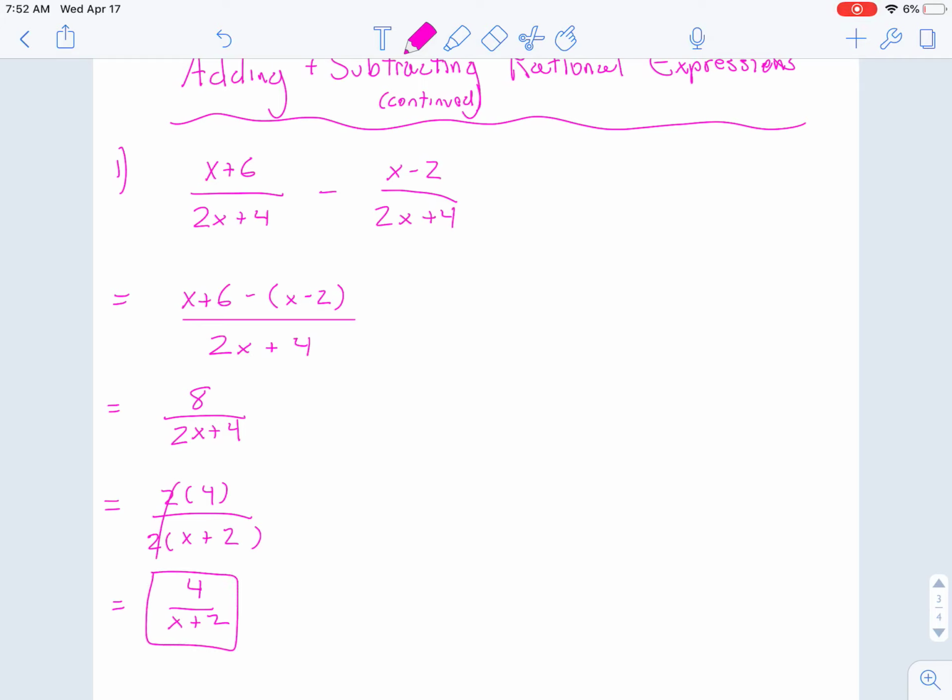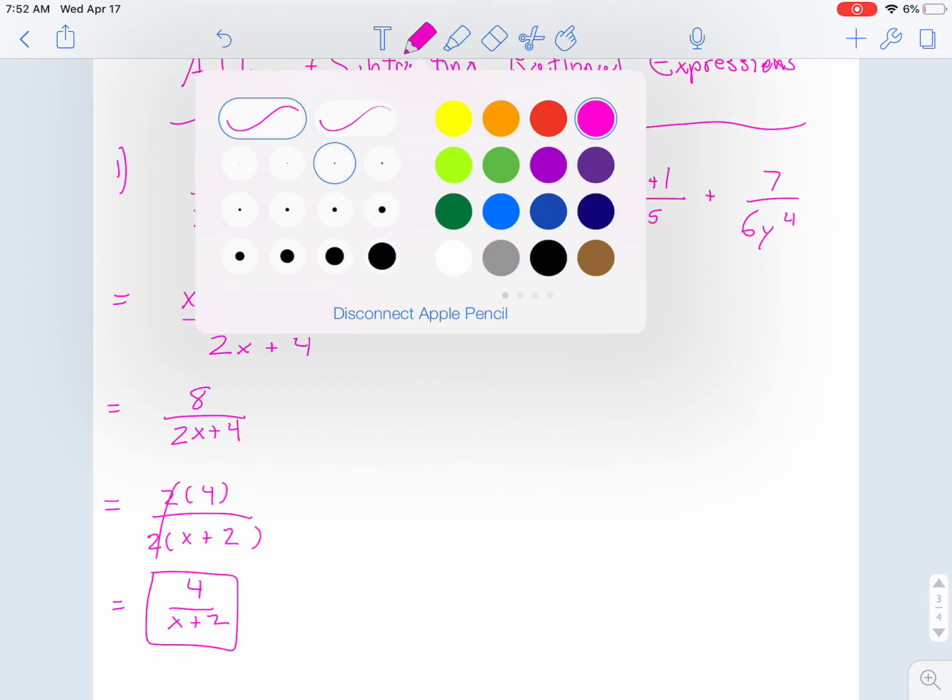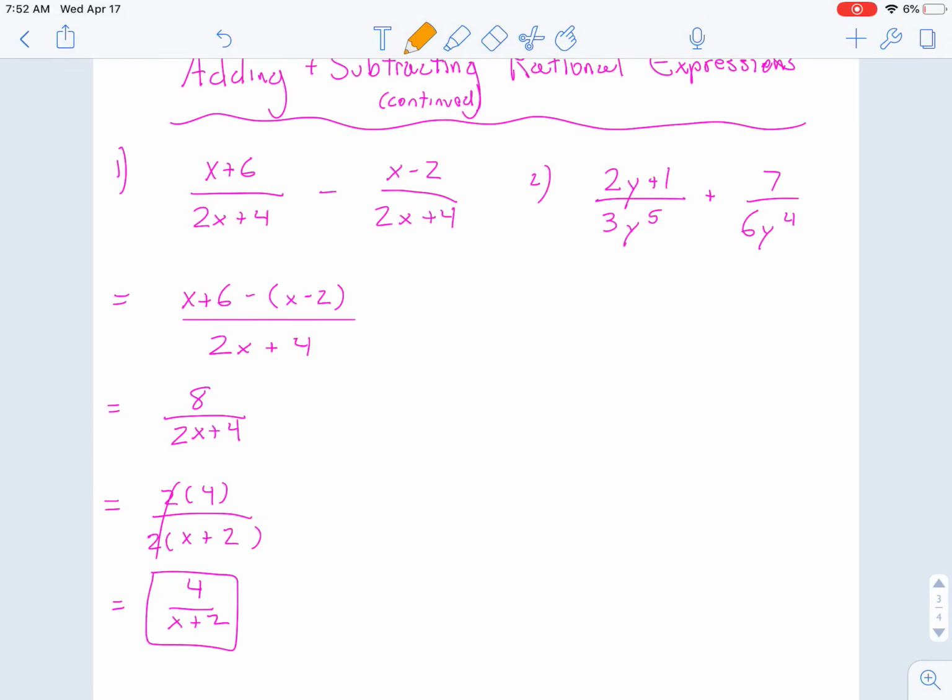Let's go to number 2. 2y plus 1 over 3y to the 5th plus 7 over 6y to the 4th. In this case, the denominators are not the same. We need to make them the same, and we know the only way to change the denominator is by multiplying by something over itself. Well, let's look at the numbers first, 3 and 6. Well, I know I can make this first 3 into 6 by just multiplying by 2 over 2.